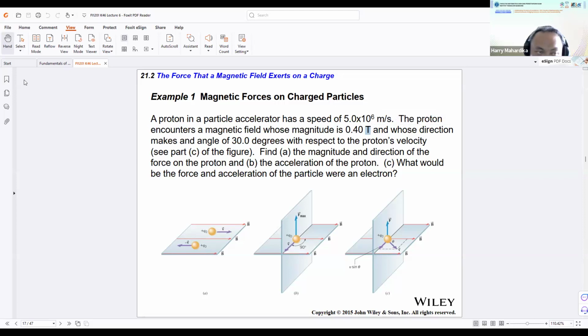Okay, so we have a charged particle. So let me use the illustration here. We have a charged particle here, the yellow one, and then it moves with a certain velocity.